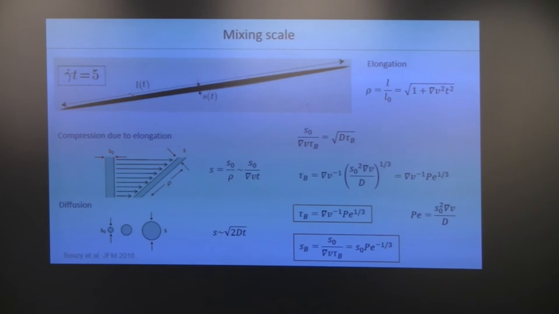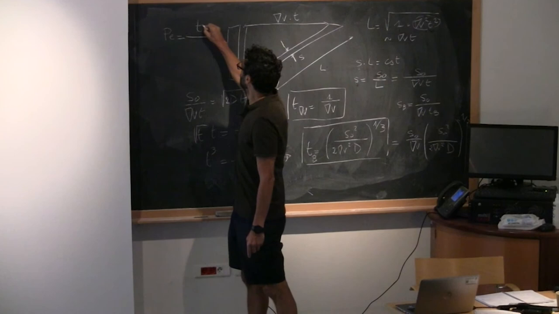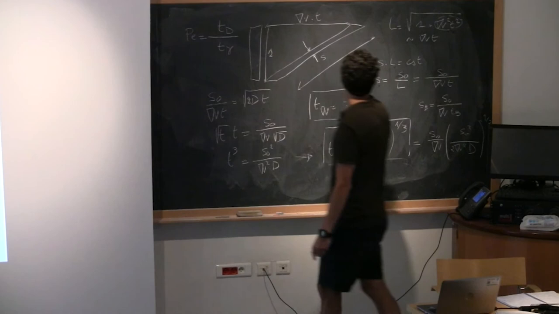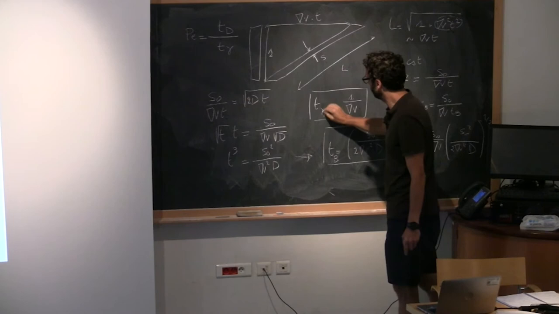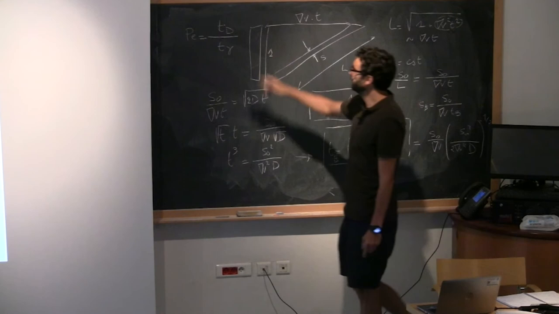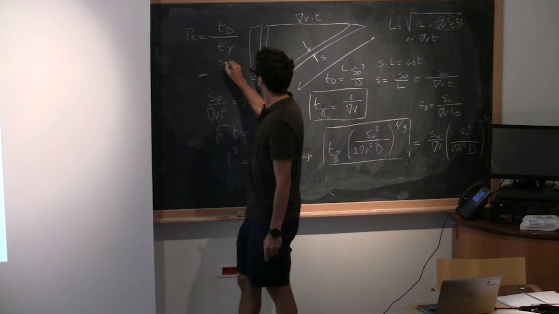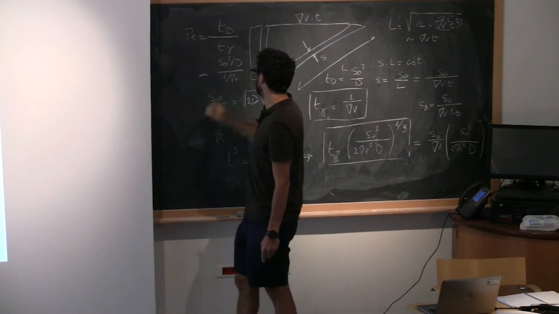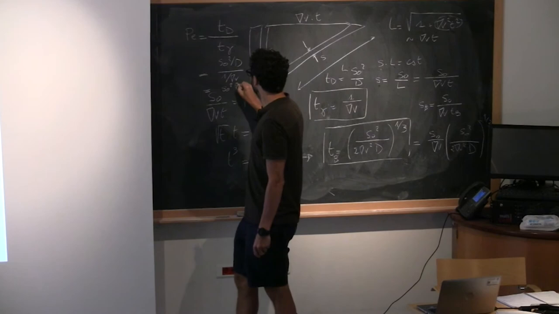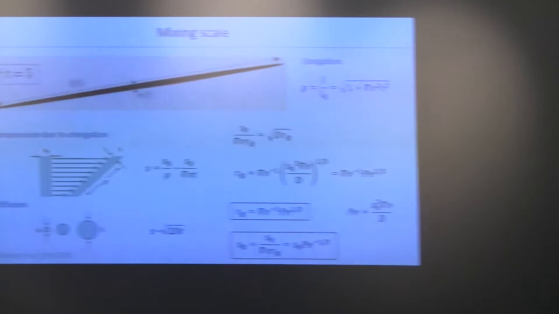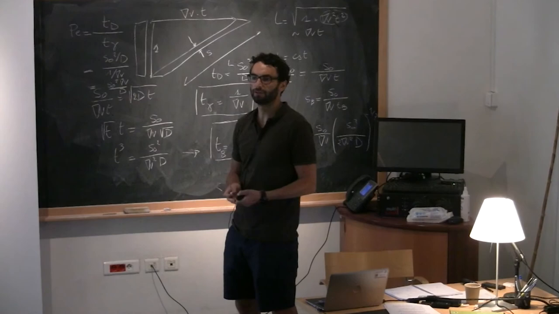Now let me define this Peclet number. The Peclet number is a ratio between a diffusion time and a shear time. I'm going to call the shear time T gamma. The shear time is 1 over grad V, when the shear becomes active. And the diffusion time is S0 squared over D, the time to diffuse over the initial scale. So the Peclet number is S0 squared over D divided by 1 over grad V, which is S0 squared grad V over D. So we can express everything as a function of the Peclet number, which compares the strength of the shear to the diffusion coefficient, basically.